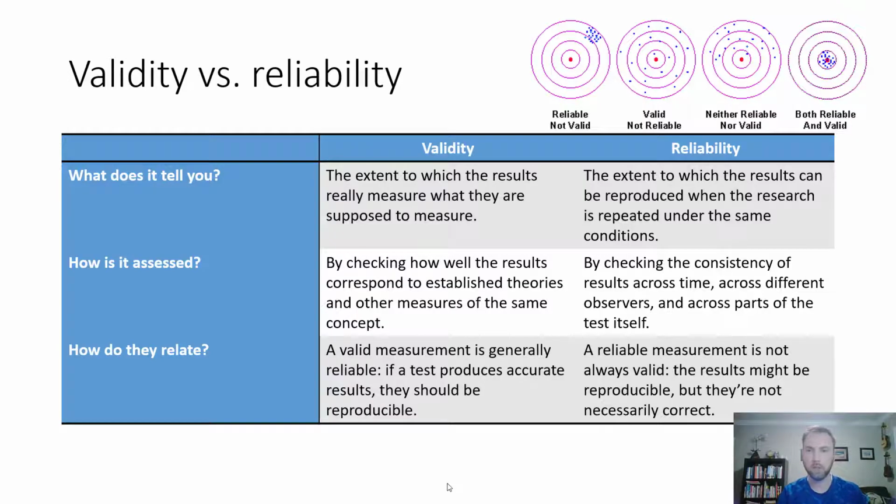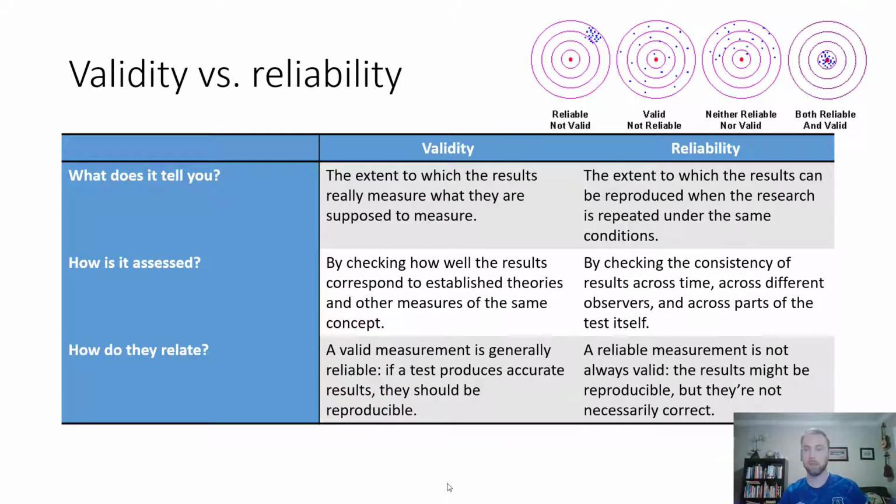And here I just have a little cheat sheet for you to help remember, let this sink in. So validity versus reliability. What does it tell you? Validity is the extent to which the results really measure what they're supposed to. How is it assessed? By checking how well the results correspond to established theories and other measurements of the same concept. And how does validity relate to reliability? A valid measurement is generally reliable. If a test produces accurate results, they should be reproducible.